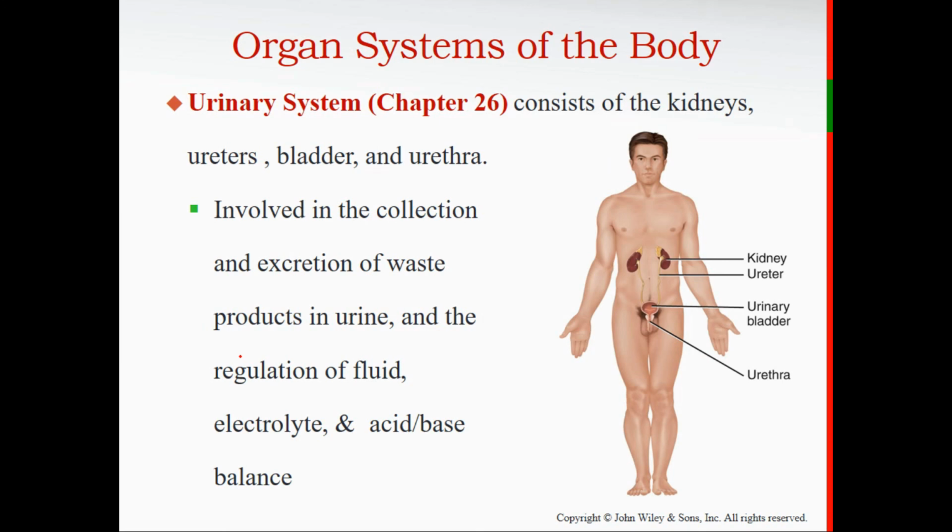The urinary system is our system to get rid of nitrogenous waste out of the blood in the form of urine. The organs involved are the kidneys, the ureters, the bladder, and the urethra.